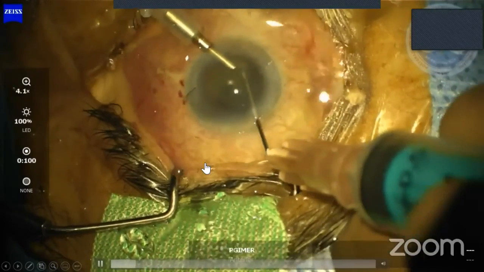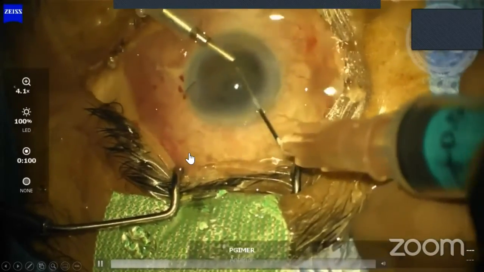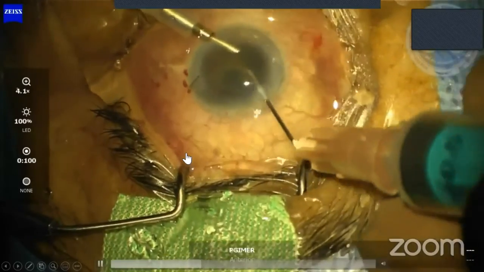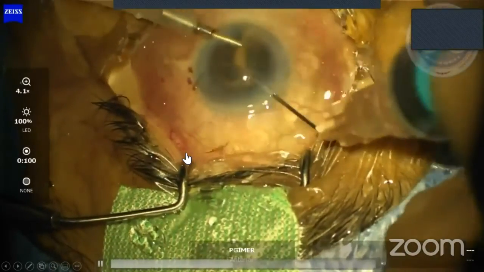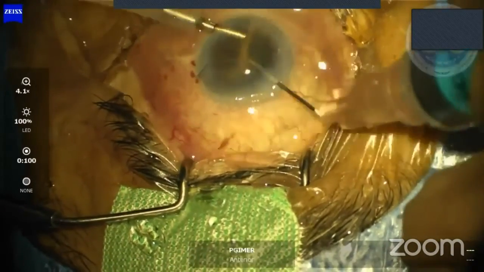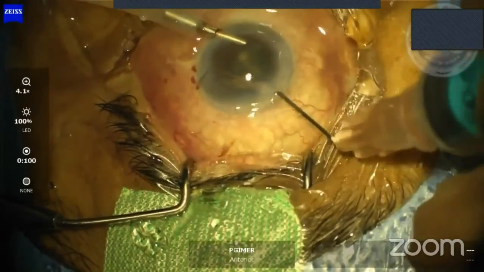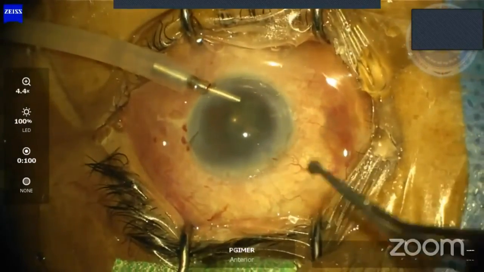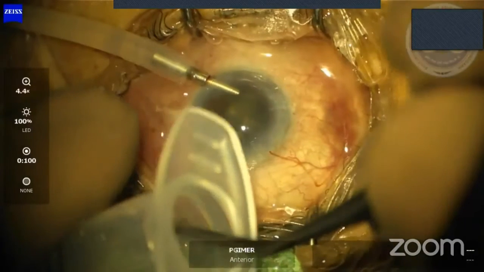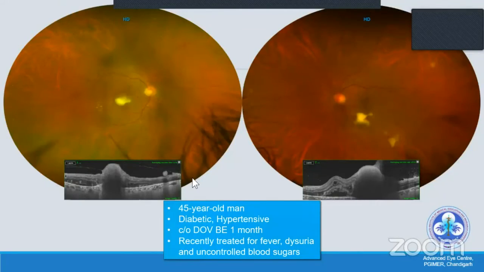So just another video to show another technique of the fibrin membrane removal in the anterior chamber in these eyes using a needle cystitome, just like we do for a capsulorhexis. And this sample then again can be sent for microbiological examination, and that helps in our diagnosis.